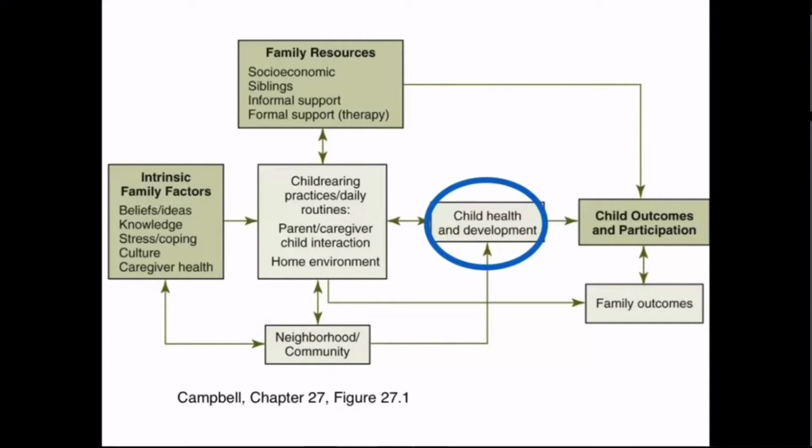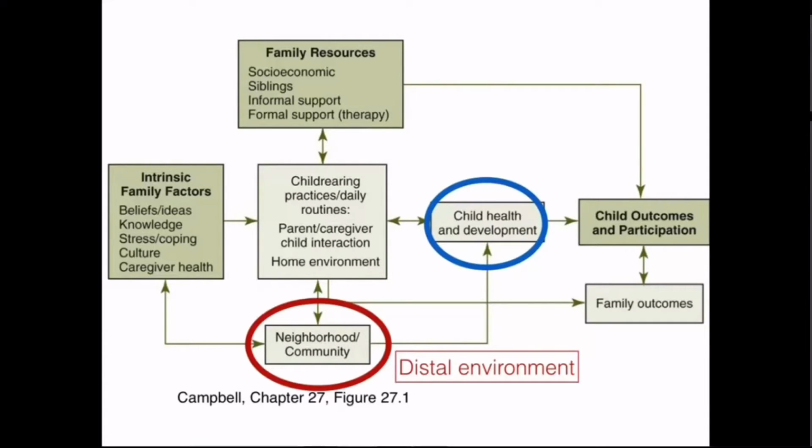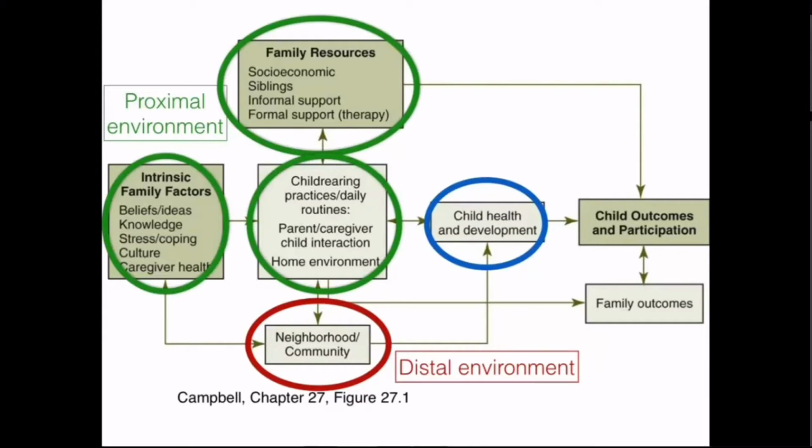child. And so this figure here does a pretty nice job of illustrating the complex and interactive nature of contextual factors on child participation and outcomes. This figure looks at the environment in a couple of different ways. First of all, it looks at the contribution of the distal environment, so the neighborhood or community in which the child lives. And it also looks at the proximal environment, so the child's family, the home, the caregivers, the culture in which the child lives, all are parts of the proximal environment.